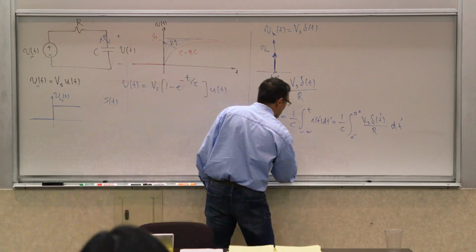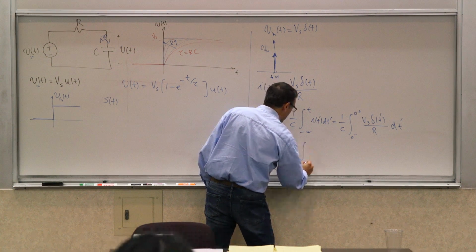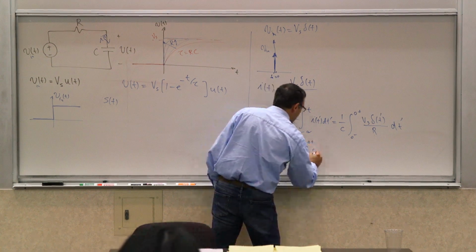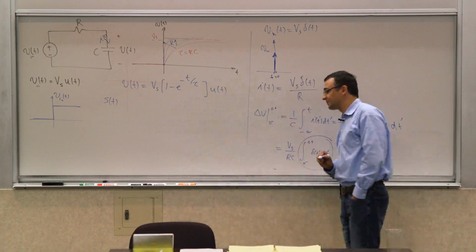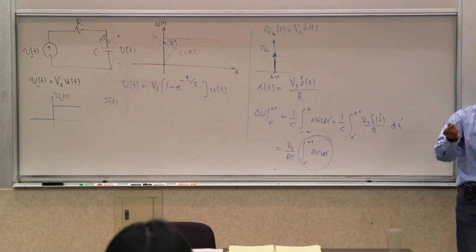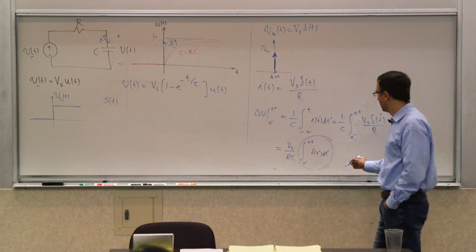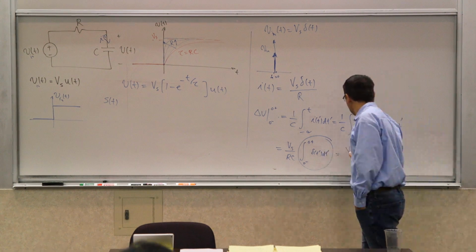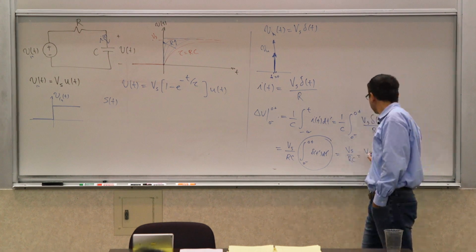So what is that integral? Vs and R are factored out. It's the integral from 0 minus to 0 plus of delta t prime dt prime. What is this integral? 1, right? Definition of delta. So this is Vs over Rc, or Vs over tau.